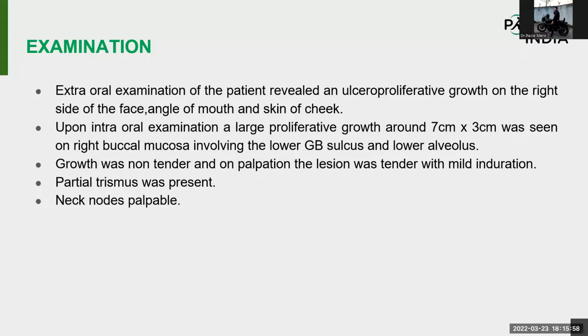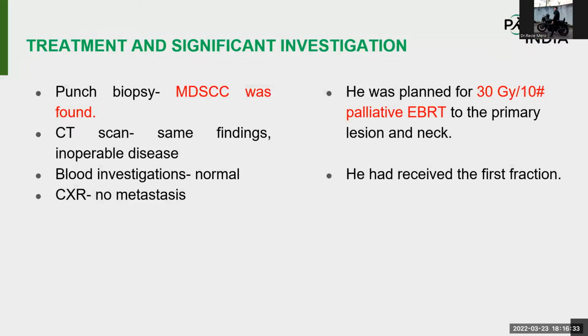Examination. On external examination of the patient, there is an ulceroproliferative growth of abnormal tissue cells on the right side of the face, at the angle of the mouth and skin of the cheeks. Upon intraoral examination, a large proliferative growth around 7 cm by 3 cm was seen in the right buccal mucosa involving the lower gingivobuccal sulcus and lower alveolus. The growth was non-tender and non-palpable. The lesion was tender with mild induration. Partial trismus was present. Neck nodes palpable. Next.